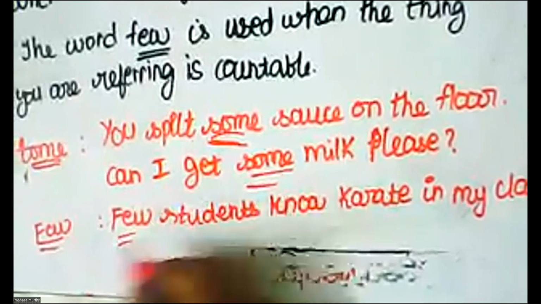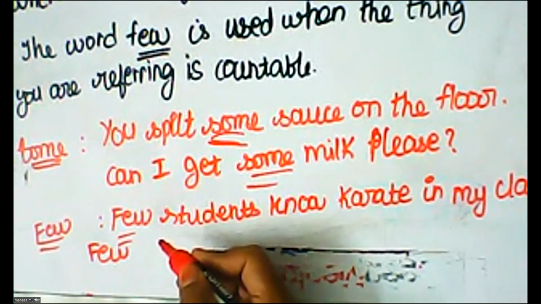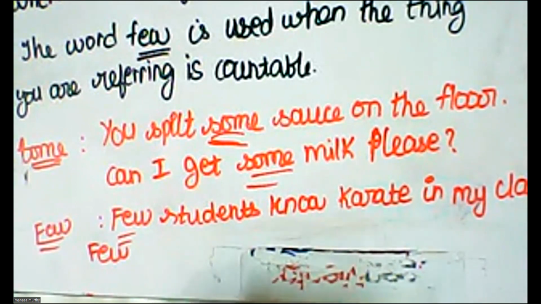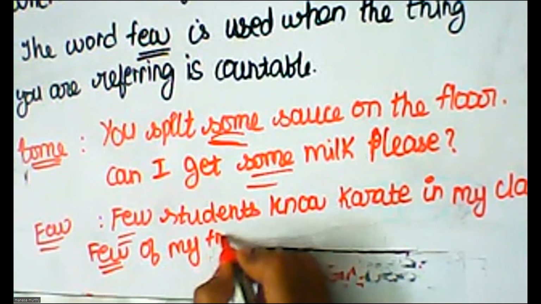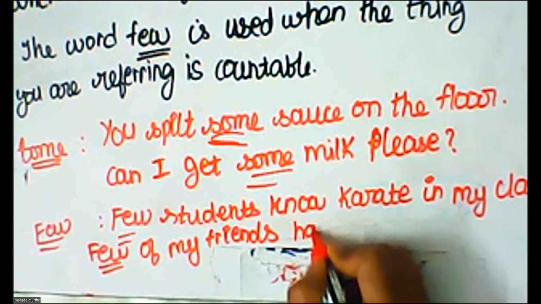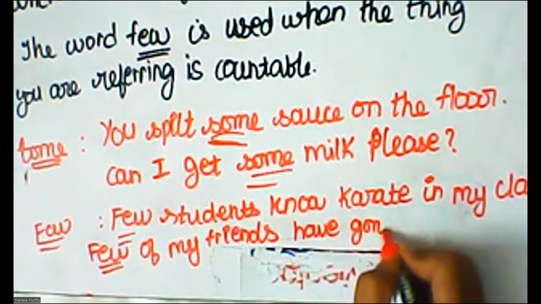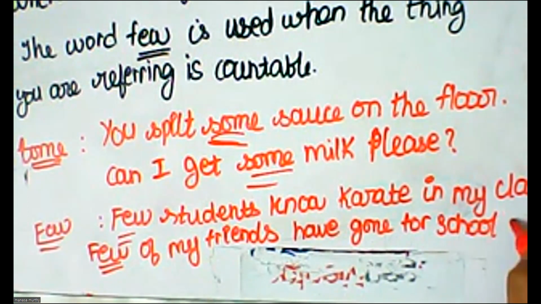Few of my friends. நண்பர் கூட்டத்துல இருக்கிற சில பேர் வந்து ஸ்கூல்ல எக்ஸ்கர்ஷன் அழைச்சுன்னு போயிருக்காங்க. Few of my friends have gone for a school excursion. So the word few is used for a countable noun, whereas some is used for a thing which you're referring to that is uncountable. எண்ண முடியாததைத்தான் uncountable சொல்லும்.